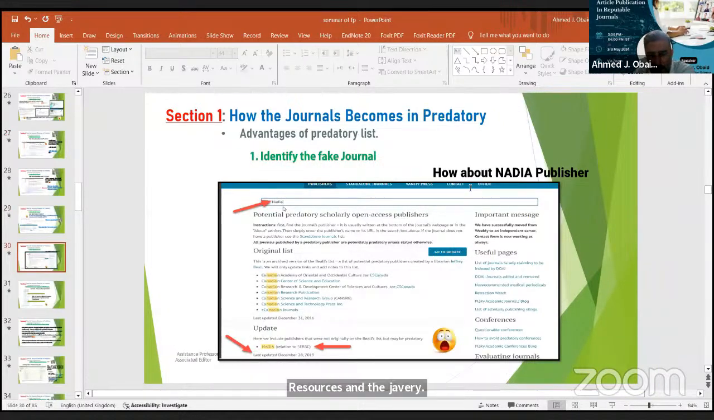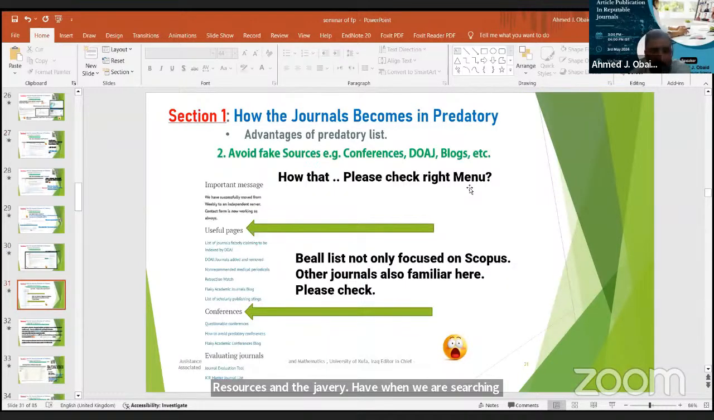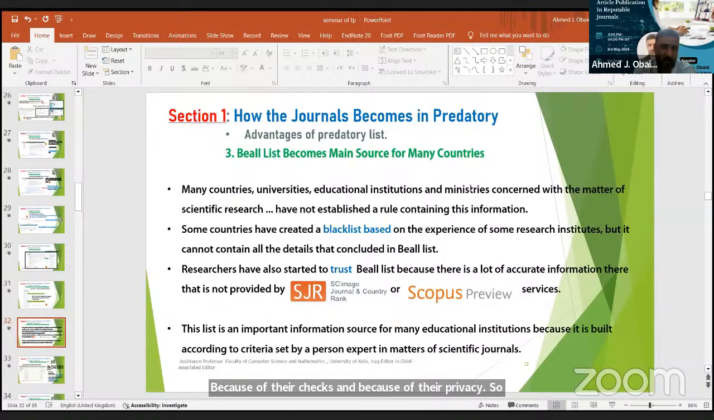Here, when we search for the publisher name, they mention that the update was in January. And unfortunately, the blacklist updating is very slow. Why? Because if a journal is already defined as a predatory journal, you will not find it after 1 or 2 months, maybe a minimum of 6 to 7 months to be included there because of their checks and their privacy. Here they also include some other resources related to other conferences and other indexations.